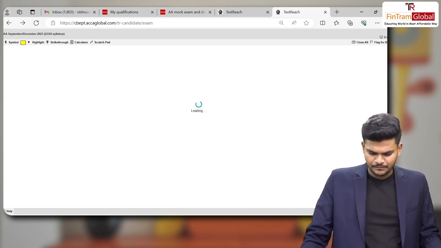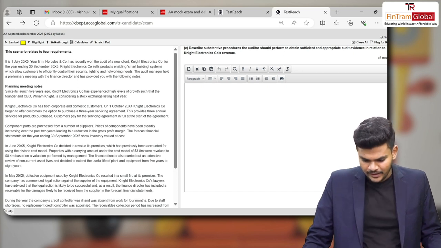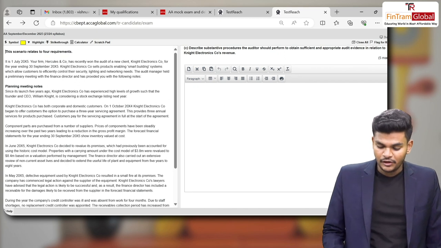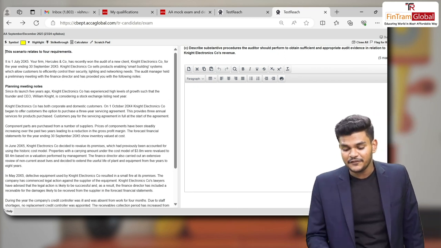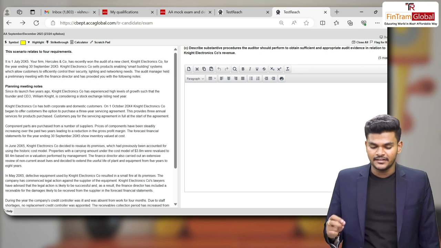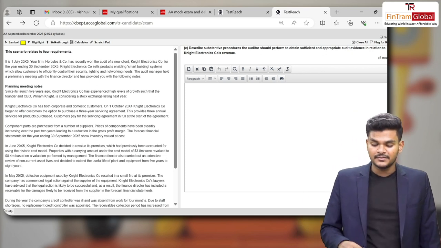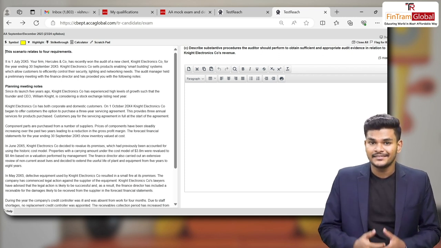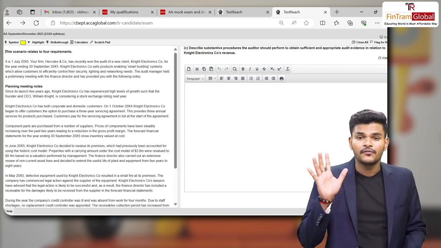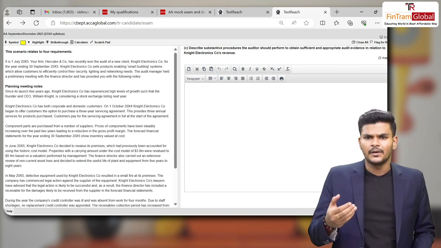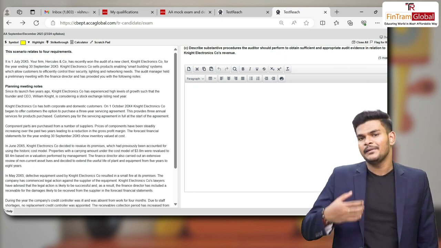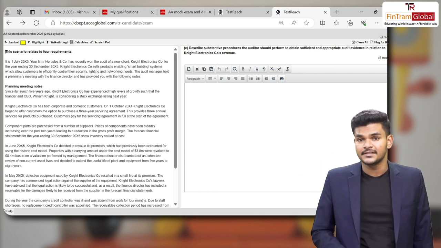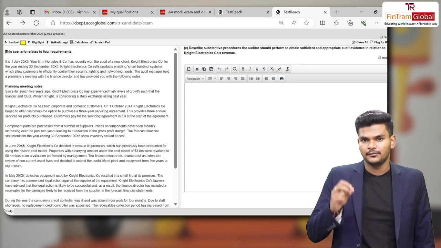And what else? We have 2 more requirements. One is substantive procedures the auditor should perform to obtain sufficient and appropriate audit evidence in relation to Knight Electronic Co.'s revenue. So we have to write substantive procedures in relation to the revenue aspect in the scenario. And this is for 5 marks. While reading the requirement and seeing the marks, you can plan your answer as well. So 5 marks basically means that you have to write 5 procedures for this particular account, isn't it? So just keep that in mind.